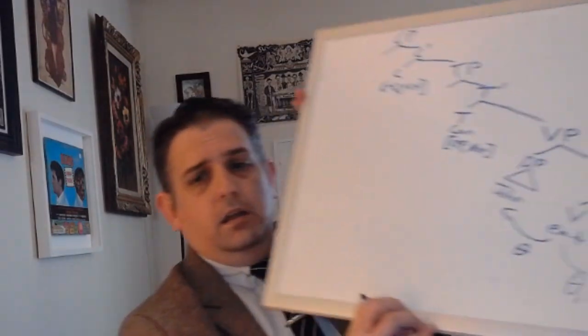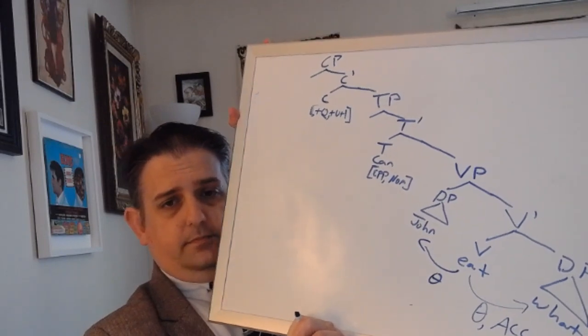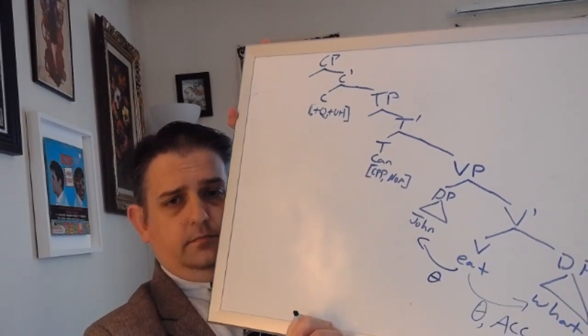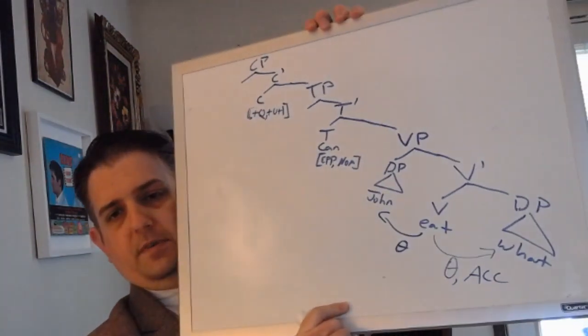John, same as before, getting a theta role from eat, but no case. So John is as before, and I'm going to switch to red to indicate movement rather than these sort of types of agreement relations that we're seeing. So John is going to raise.